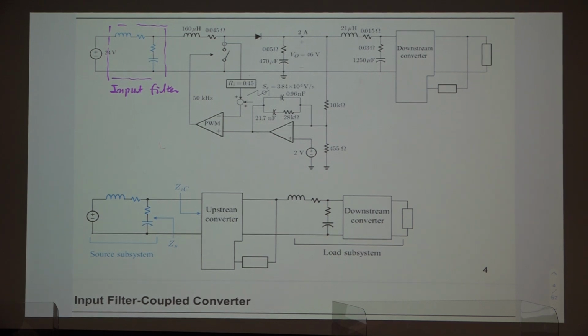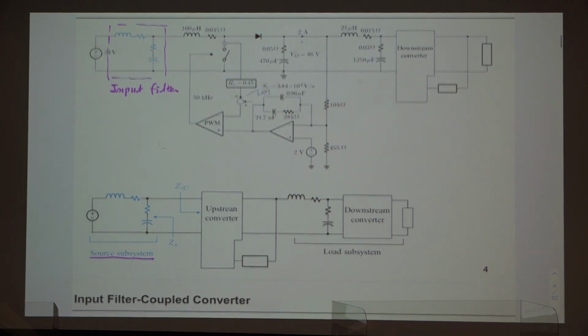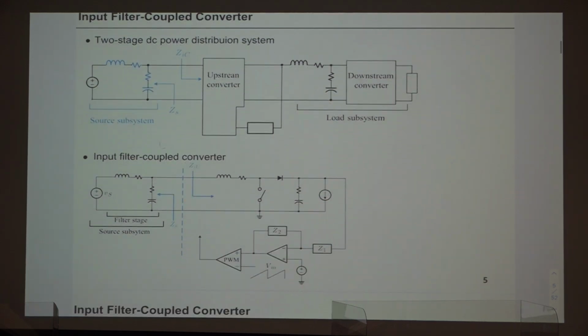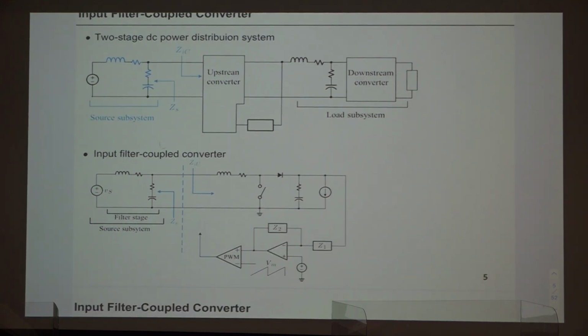It's called the source subsystem, but this is the simplest possible structure of the source subsystem. This is just one simple filter stage combined with an ideal voltage source. We further simplify this. Okay, this is the same diagram. And we further simplify this. All of this part, the load subsystem, is simplified to this ideal current sink.